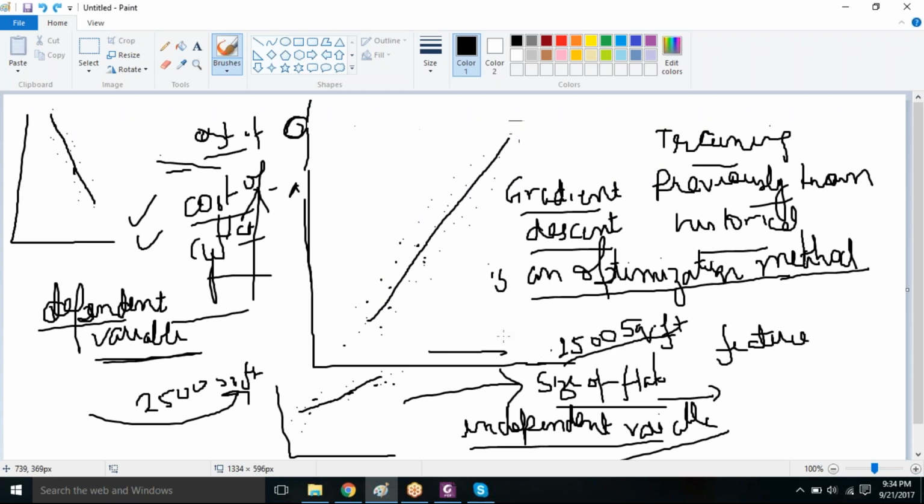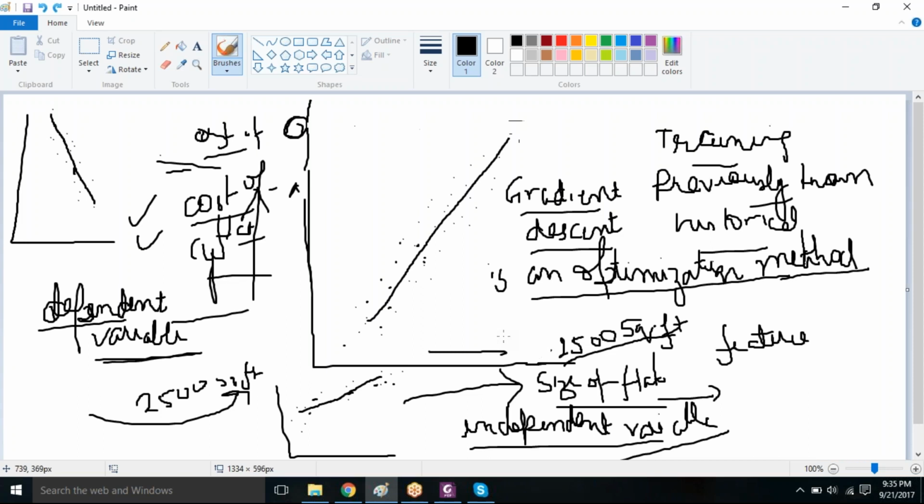So gradient descent is an optimization method. Linear regression is the whole model. Linear regression tells that you have a linear dependence of the dependent variable on the independent variable, and we are going to fit a line. When I say polynomial regression, it means you can fit a curve also. So what are you fitting? What is the boundary that you are going to fit?